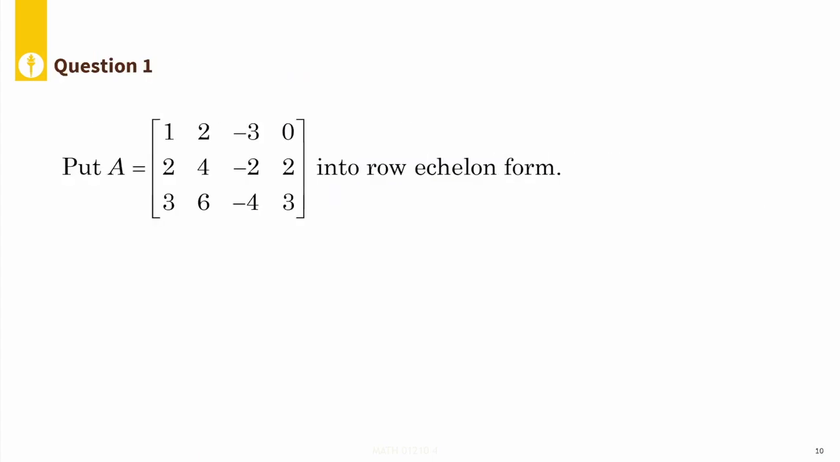So we want to put this matrix into row echelon form. In other words, we want to find a matrix in row echelon form that is row equivalent to A. So here's the general algorithm. And this is going to require a lot of bookkeeping.